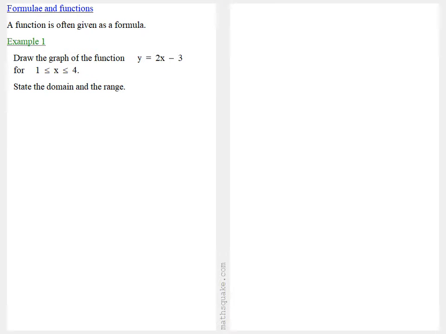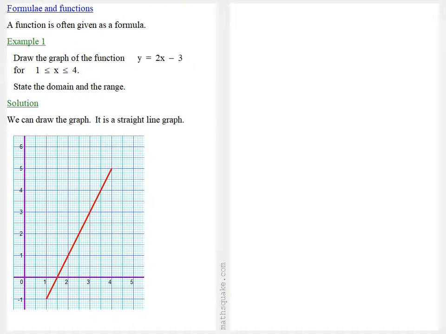Now in this example we've got to draw the graph of the function y equals 2x minus 3 for x lying between 1 and 4. We're then asked to state the domain and the range. Well, to solve this, the first thing we do is draw the graph, and it's a straight line graph. It only extends from x is 1 to 4.